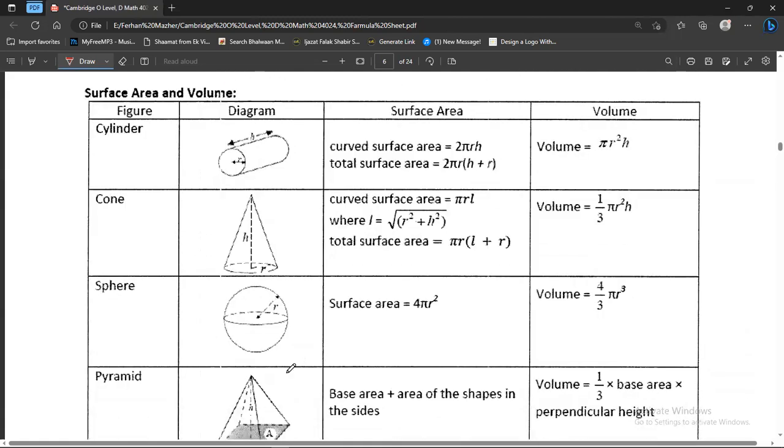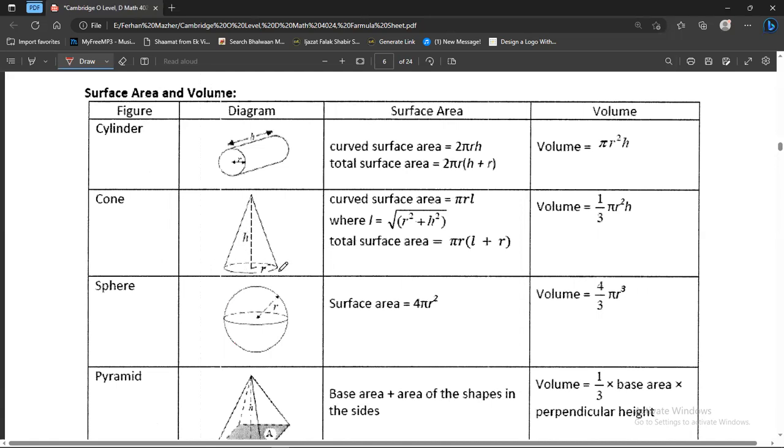Then we have surface area and volume. This shape is called a cylinder, a very famous 3D diagram. This is a solid cylinder. It has a curved surface and two flat surfaces. The curved surface area is 2 pi r h, and the total surface area will be 2 pi r h plus 2 pi r square. The volume of the cylinder is pi r square h, where h means the length of the cylinder.